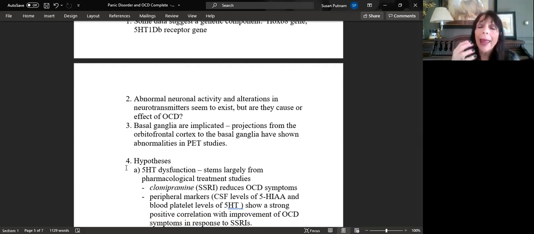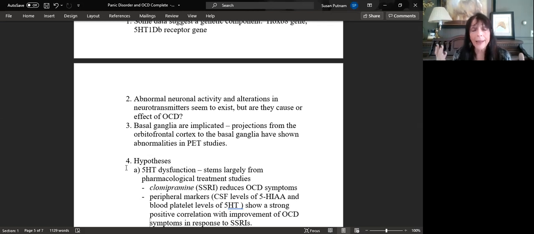Okay. There has been observed abnormal neuronal activity and alterations in neurotransmitters in individuals with OCD. But once again, we have this scenario, and there are experimental studies that hopefully can tease this out, but it's still unclear as to whether these abnormalities are the cause or the effect of the OCD.